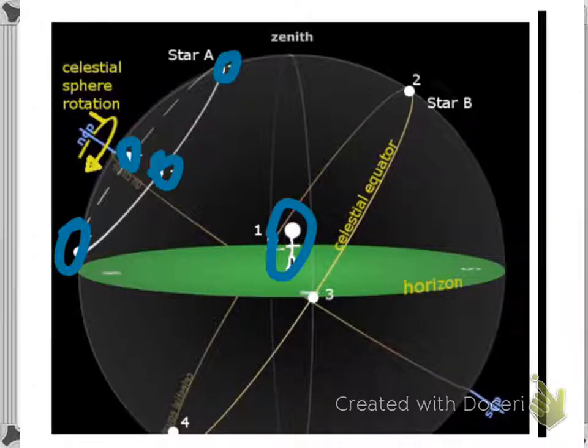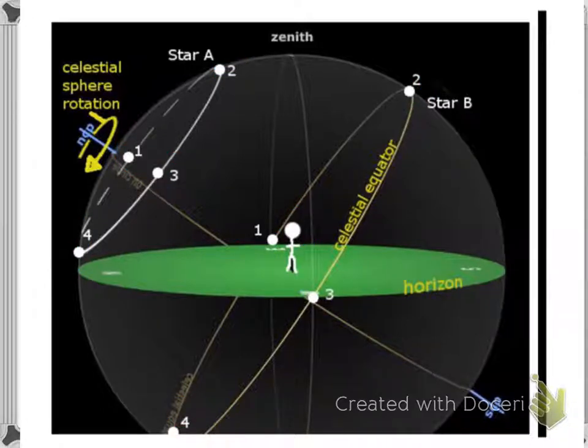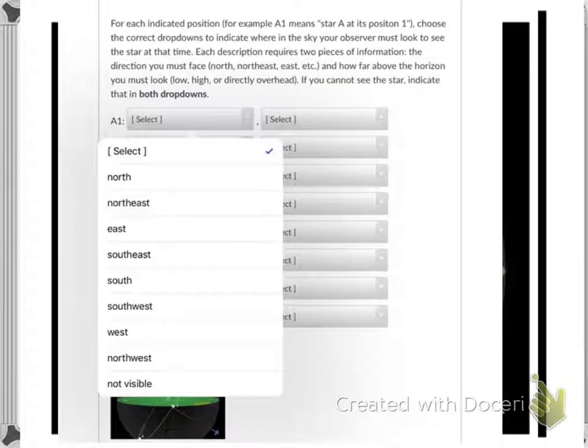Same thing with star B. Notice that star B also moves through a position 1, a position 2, a position 3, a position 4. And so question 3 asks about that. Now notice when you get down to questions 5 and 6, there's some drop downs. And notice that there's 2 actual drop downs.